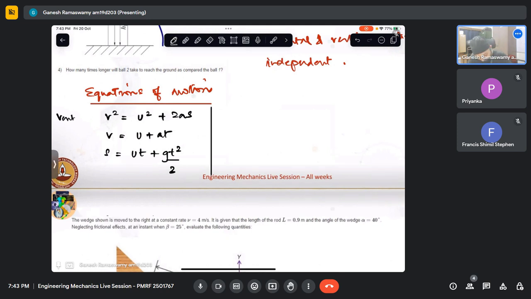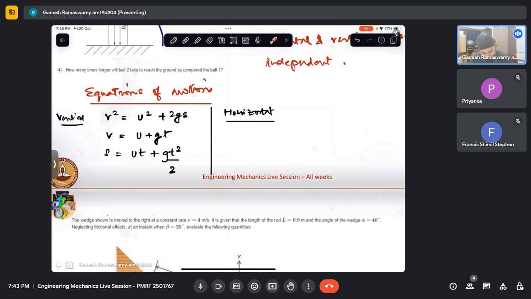Vertical. Horizontal, we can again apply this also. I should replace this with 2gs, and this also I should replace with plus gt. For horizontal, acceleration is 0.